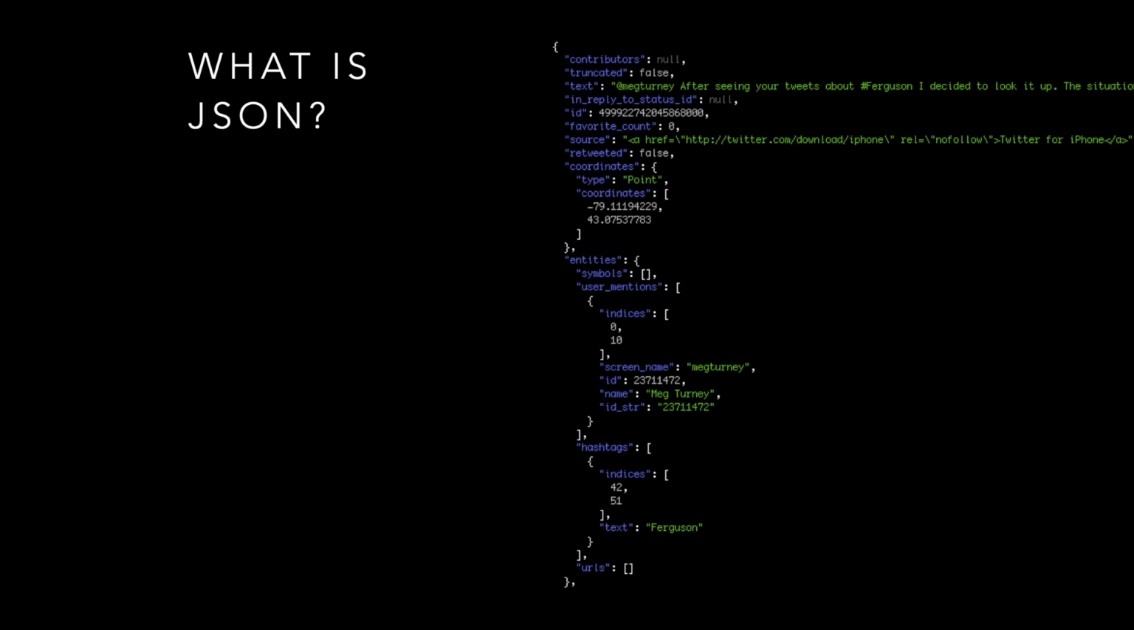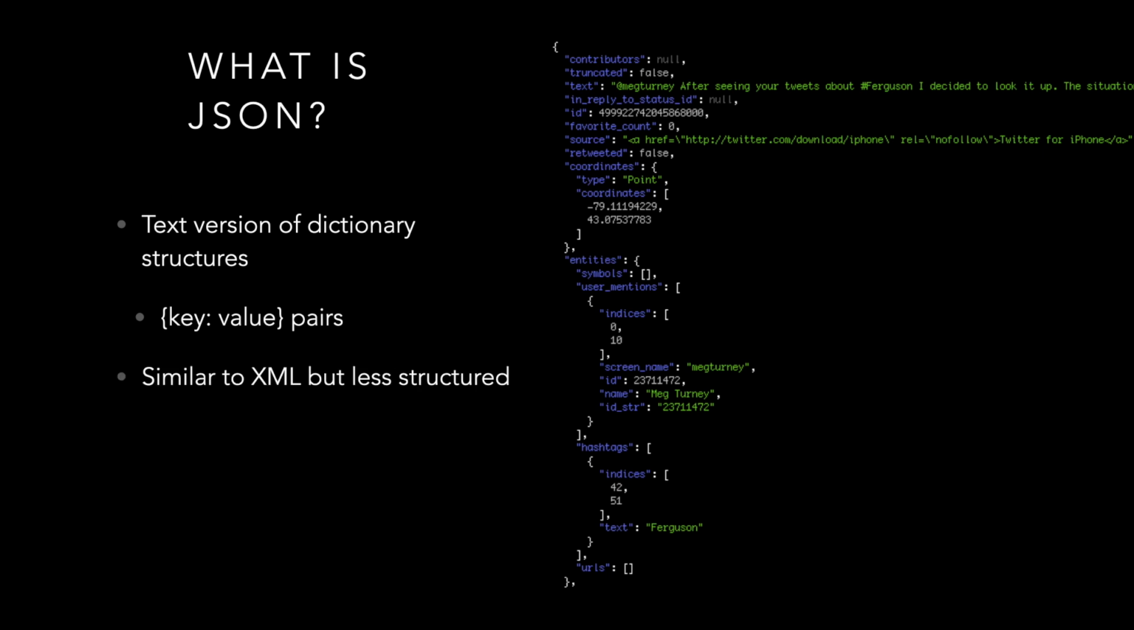So what is JSON? It's generally just a text version of a dictionary structure. That's actually where it gets the name JavaScript Object Notation. JavaScript has objects. Objects are generally some sort of key and value. They can have additional things. JSON here generally is sets of keys and values, or key-value pairs.